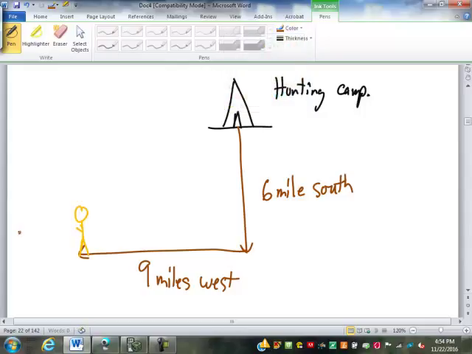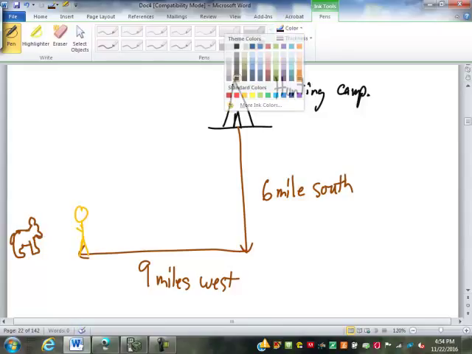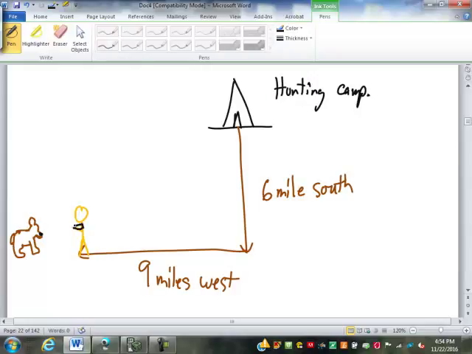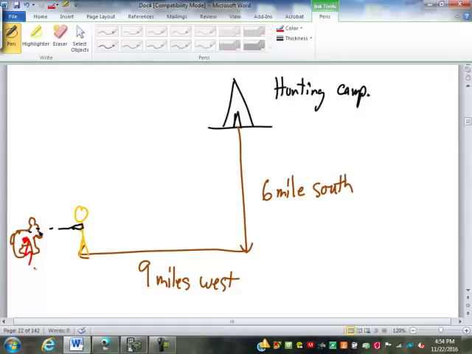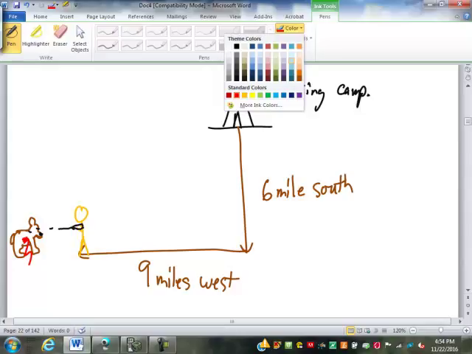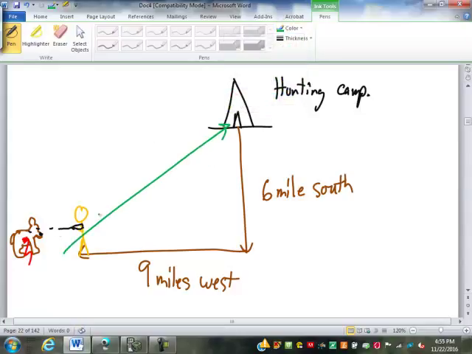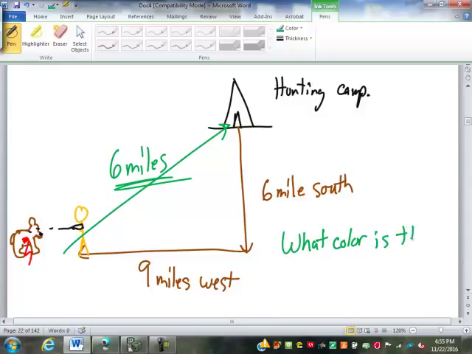At which point, pretend that looks like a bear. You see a bear. And you shoot him. I know, it's a little morbid. So you shoot a bear. You realize you have to drag this bear now back to camp. You drag the bear from exactly where you shot him back to camp, and it is exactly 6 miles. So the question is, what color is the bear?